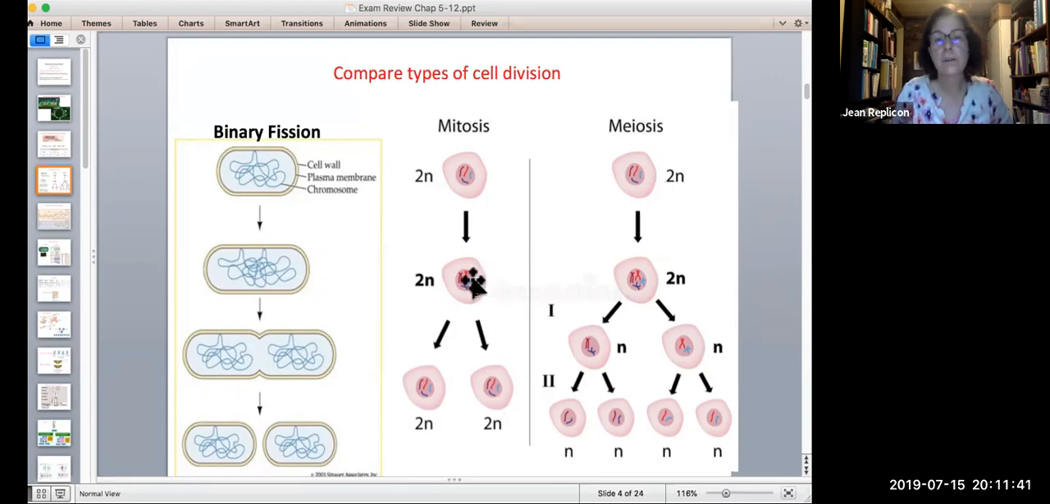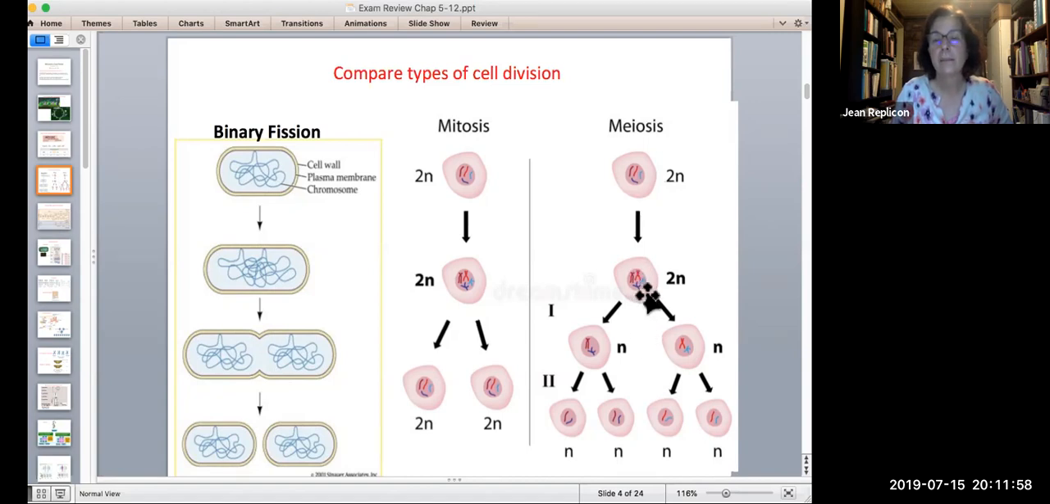So it starts with a division of the nucleus going through the different stages of mitosis, which we'll go into in a minute, and then cytokinesis, and then we have two cells. Whereas meiosis, you can see there's two sets of divisions that happen.